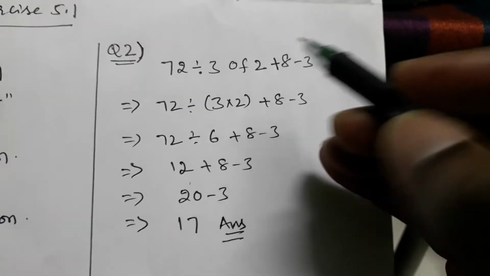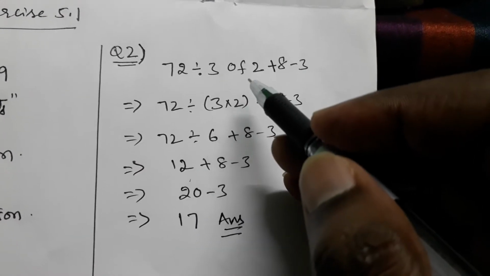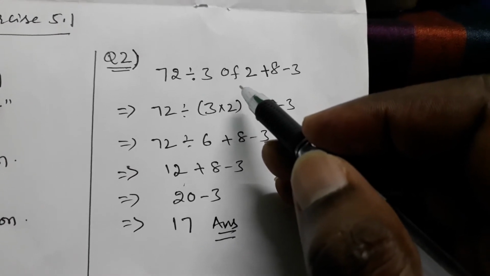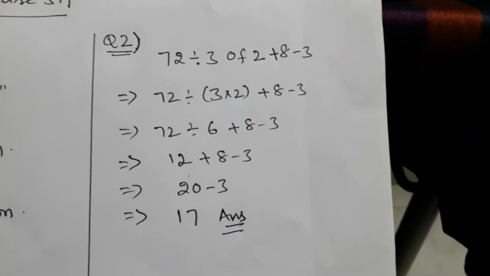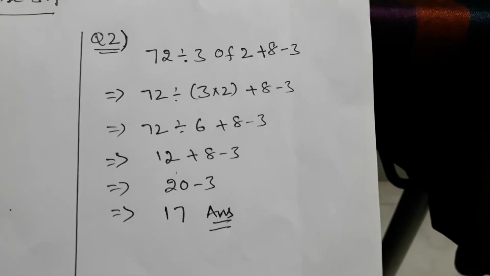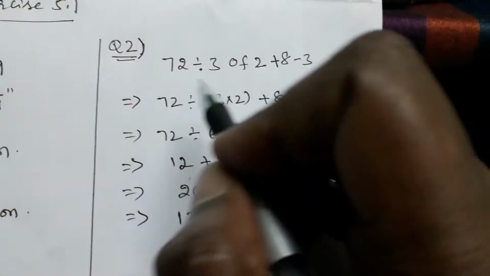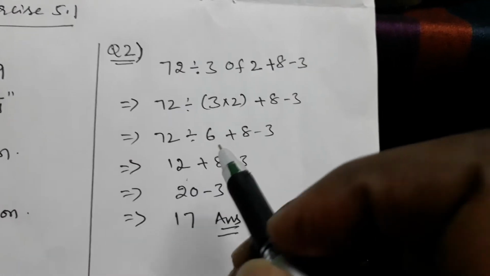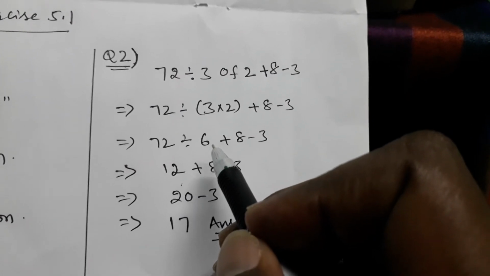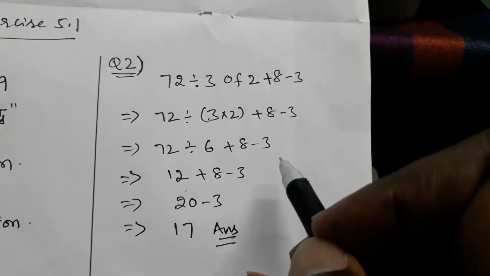Now, brackets are here, don't worry about brackets. The second step in the BODMAS rule: B for brackets, no brackets; O for of. Yes, do the 'of' operation. 'Of' means multiplication: 3 twos are 6. Then write the remaining as it is.